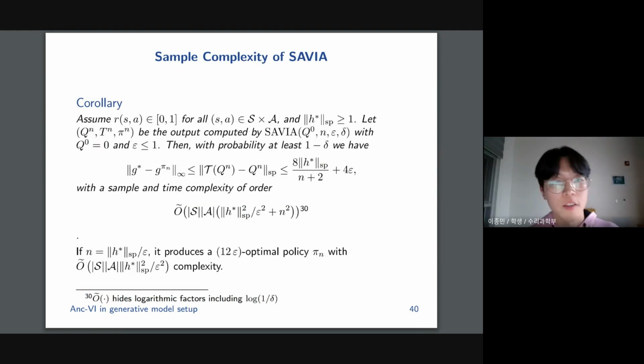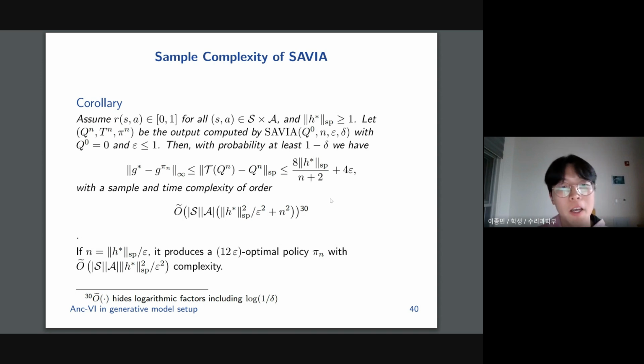Now let me present the sample complexity of SAVIA, which is our first main result. Here we assume that the reward lies between 0 and 1, and the span seminorm of h star is bigger than 1. I just want to mention that this condition on the span seminorm of h star is for comparison with prior works and the lower bound. In the paper, we also give the sample complexity without this assumption, so you can check it there. Also let Qn, Tn, pi-n be the output of SAVIA with Q0 equal to 0 and epsilon smaller than 1. Then this corollary says that with probability 1 minus delta, we have the following convergence rate, and also the following sample and time complexity.